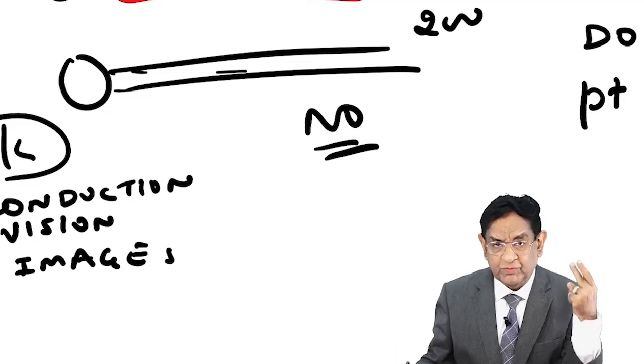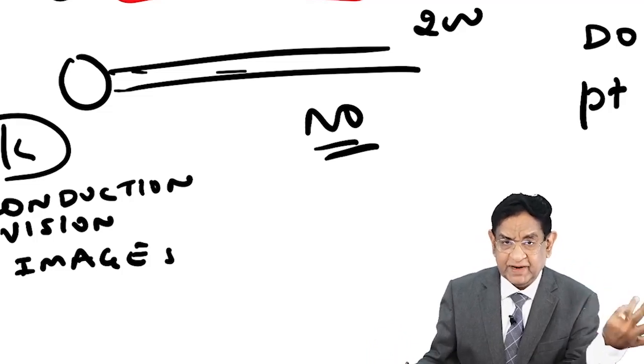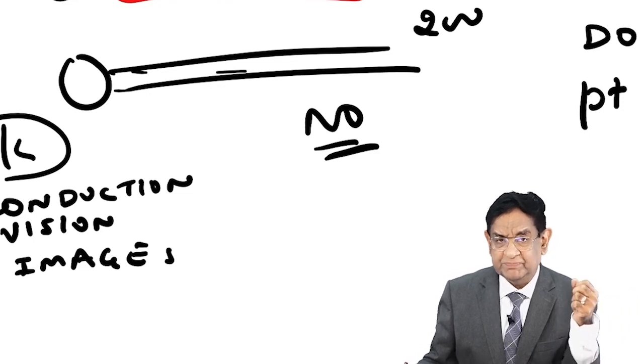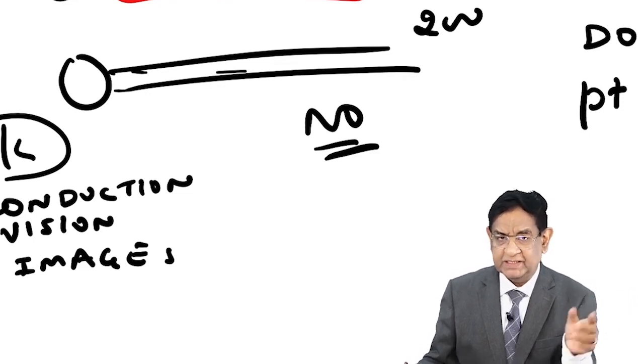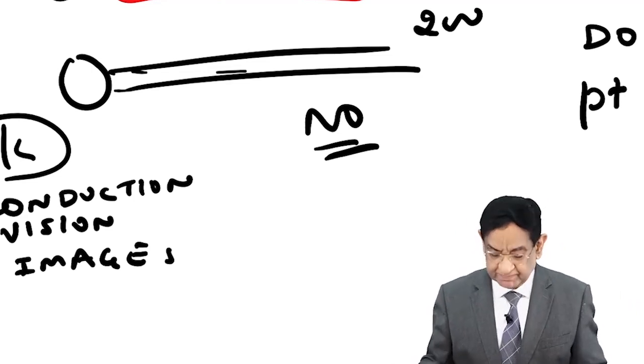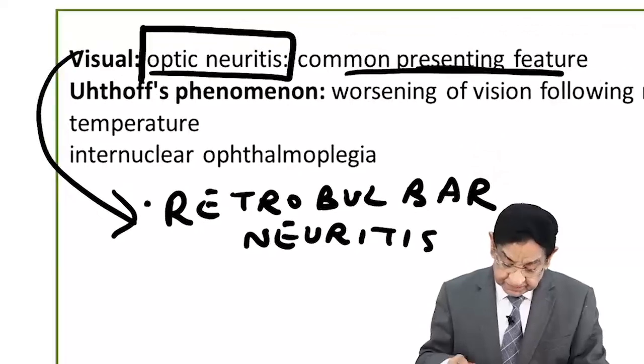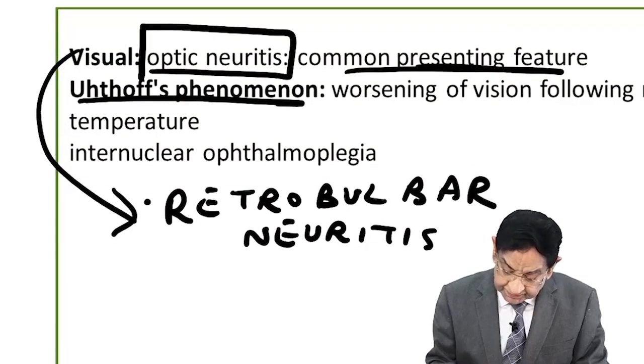And I told you, one image is seen as two. He may have difficulty in watching also. The classical phrase, patient cannot see, doctor cannot see, is talking about multiple sclerosis. Understood? In addition to that, Uhthoff phenomenon.